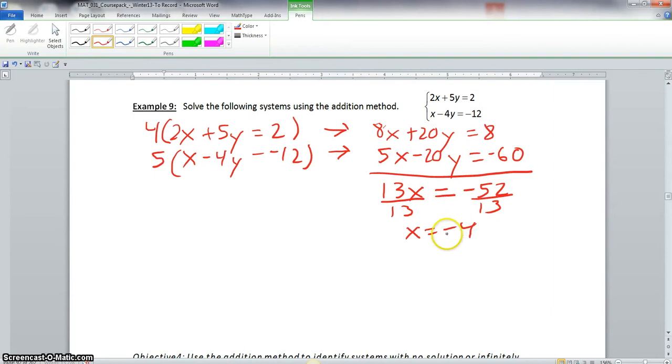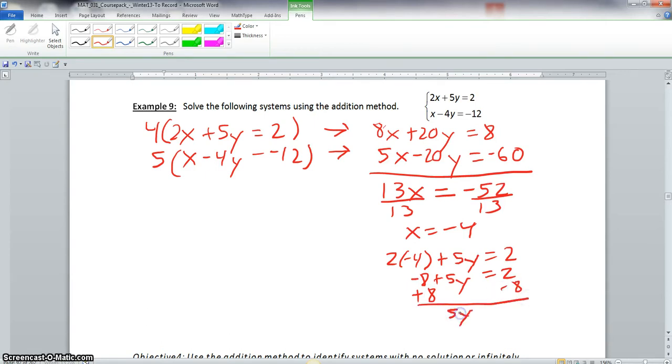Now we substitute in negative 4 for x. I would do the top equation. So we have 2 times negative 4 plus 5y equals 2. 2 times negative 4 is negative 8 plus 5y is equal to 2. Add 8 to both sides, and you will have 5y is equal to 10. Divide each side by 5, and y is equal to 2. So our ordered pair here will be negative 4 for x and 2 for y.